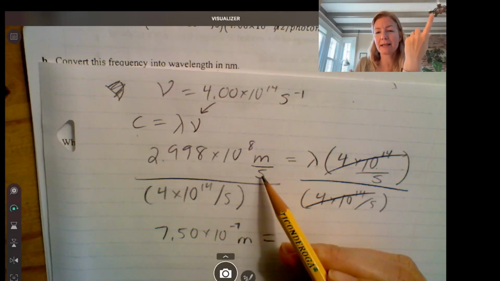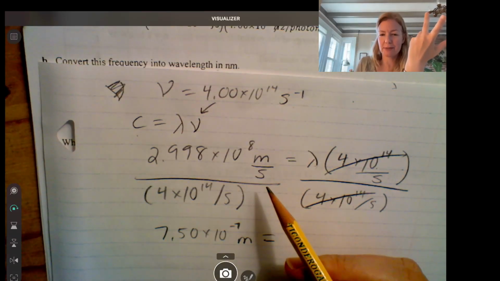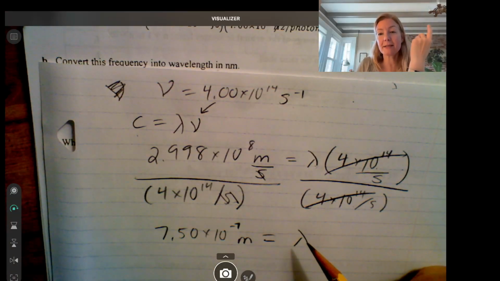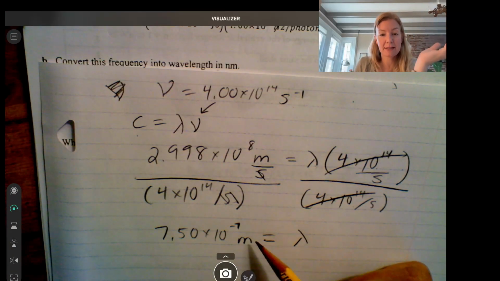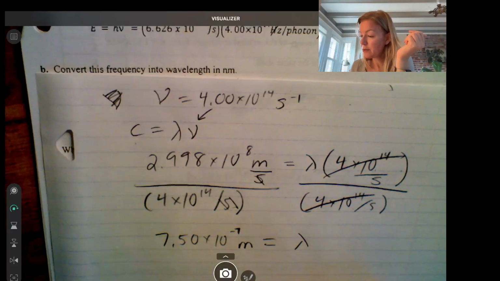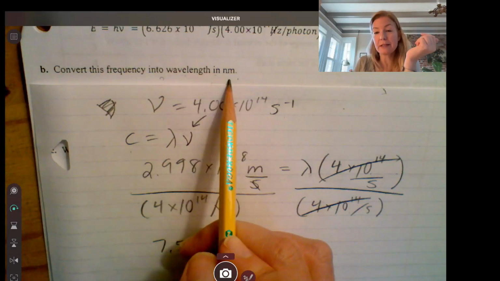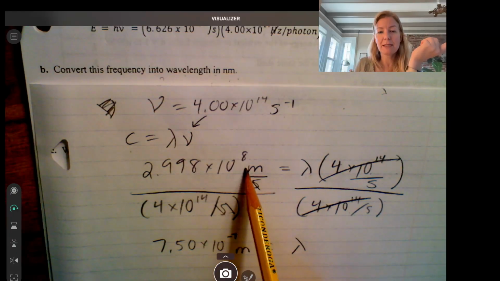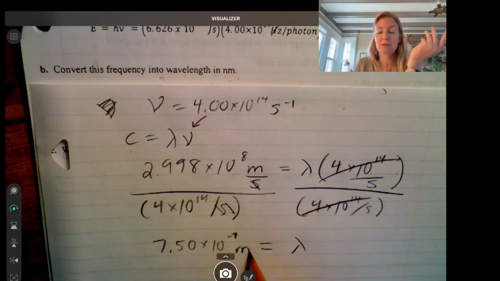So the numerator had seconds to the negative 1. The denominator also had seconds to the negative 1. So that just kind of goes away. And it makes sense. Wavelength is a length, so it makes sense that it's in meters. Okay. Notice though that the question was asking for the nanometers. This equation gave us meters because the speed of light was in meters per second, so our answer is in meters. Now we need to convert that to nanometers.